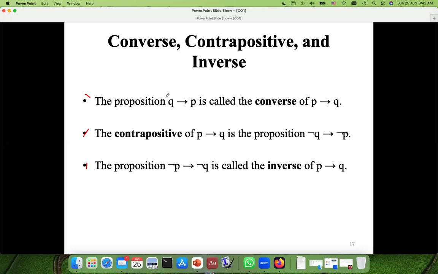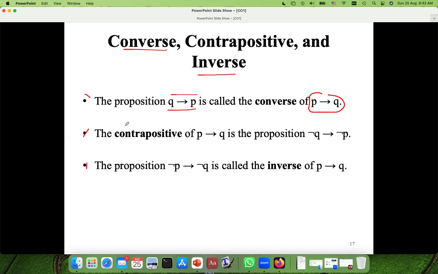What is the converse of P implies Q? What is the contrapositive of P implies Q? What is the inverse of P implies Q? You have to assume P implies Q in your mind, and then the question is, what is the converse? The converse of P implies Q is Q implies P. Now, this is something you have to memorize: Q first, P after, and the arrow in the same direction as it was.